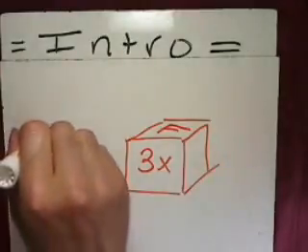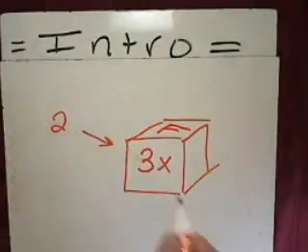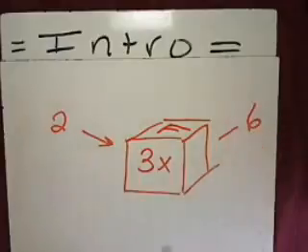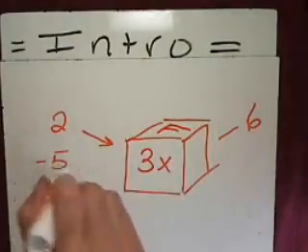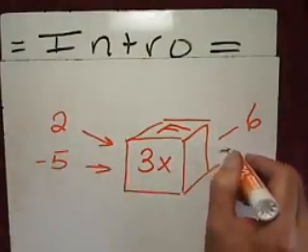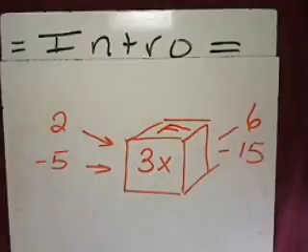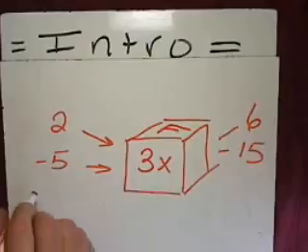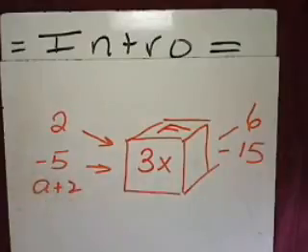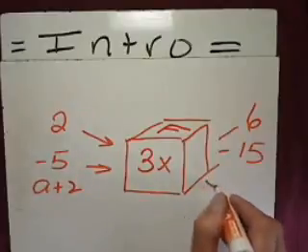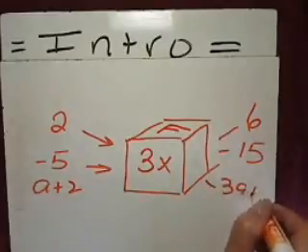I'm going to plug in 2. I'm going to get back out 6. I'm going to plug in a -5. I'm going to get back out -15. That makes sense? What if I plugged in an x? What if I plugged in a plus 2? I would get back out 3 times a plus 2, or 3a plus 6.